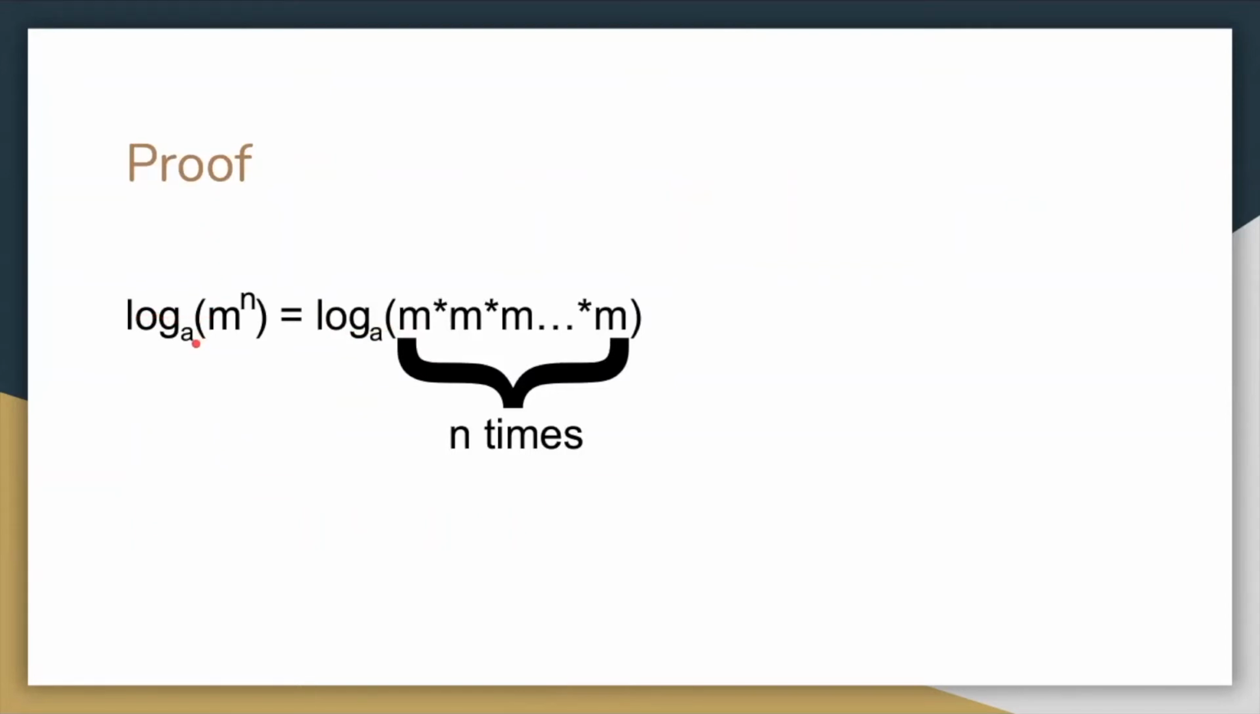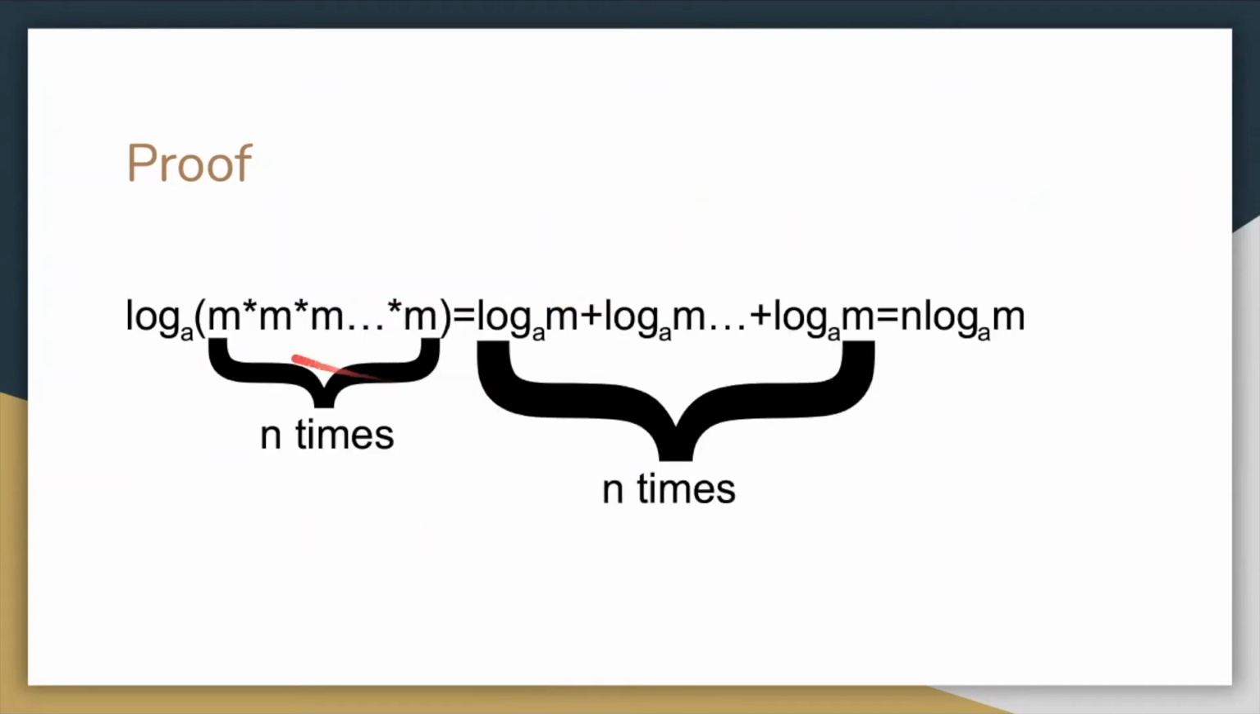So, log with base a of m to the power of n. m to the power of n is just the same as m times itself n times. All right, and now using the previous identity, you can split these into their individual logarithms and add them all up. So you have log with base a of m added n times. And repeated addition is just multiplication. So this is equal to n times log with base a of m.